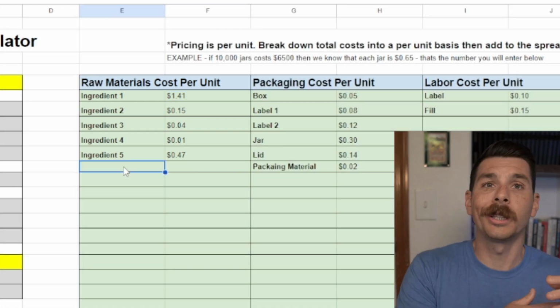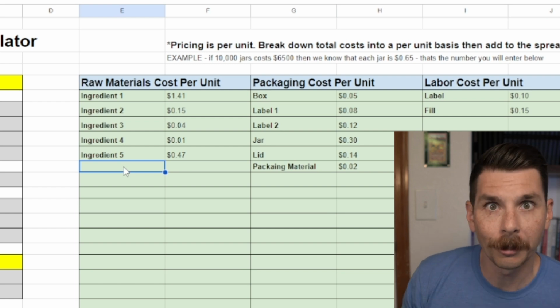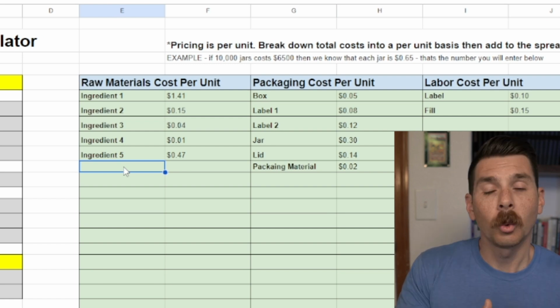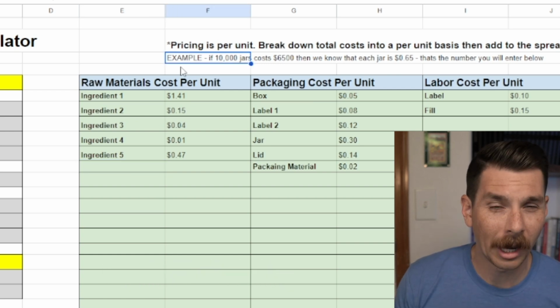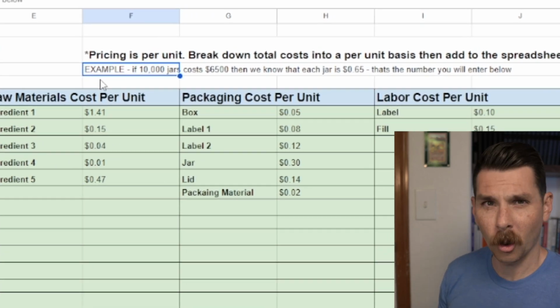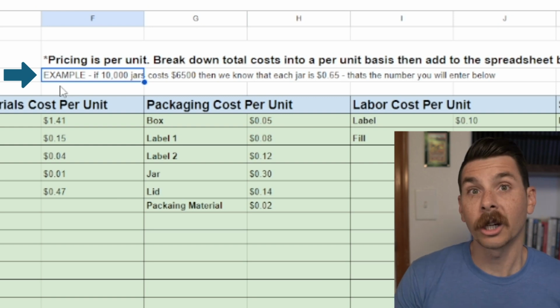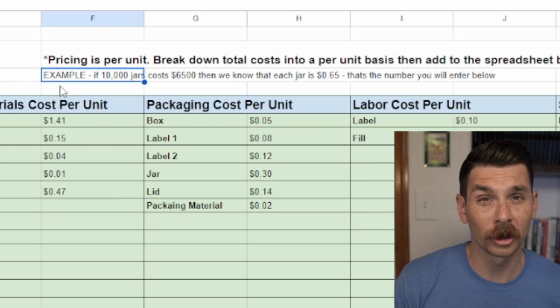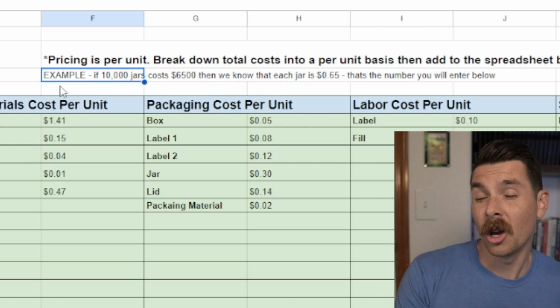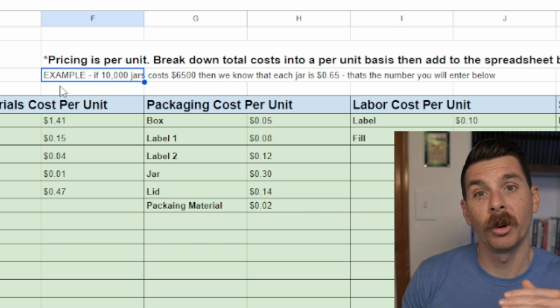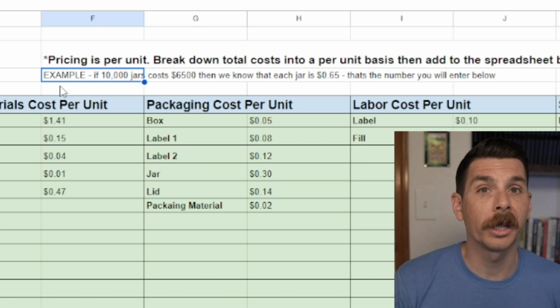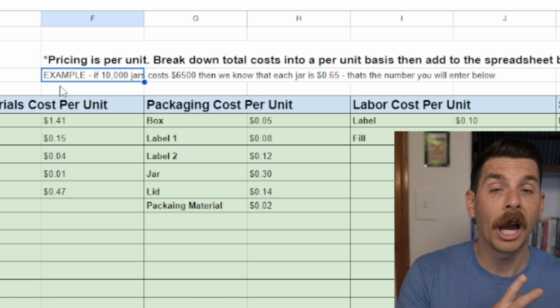But I can't just look at the PO and write down that number because we wouldn't be accurate. So what we need to do is figure out our unit costs. Here's a good example of what I mean by unit costs. If you have to order 10,000 jars at a time and it costs you $6,500 to order those jars, we know that it's 65 cents per jar. That's exactly what we're doing for every item and every ingredient that goes into our product. That's how we break it down.